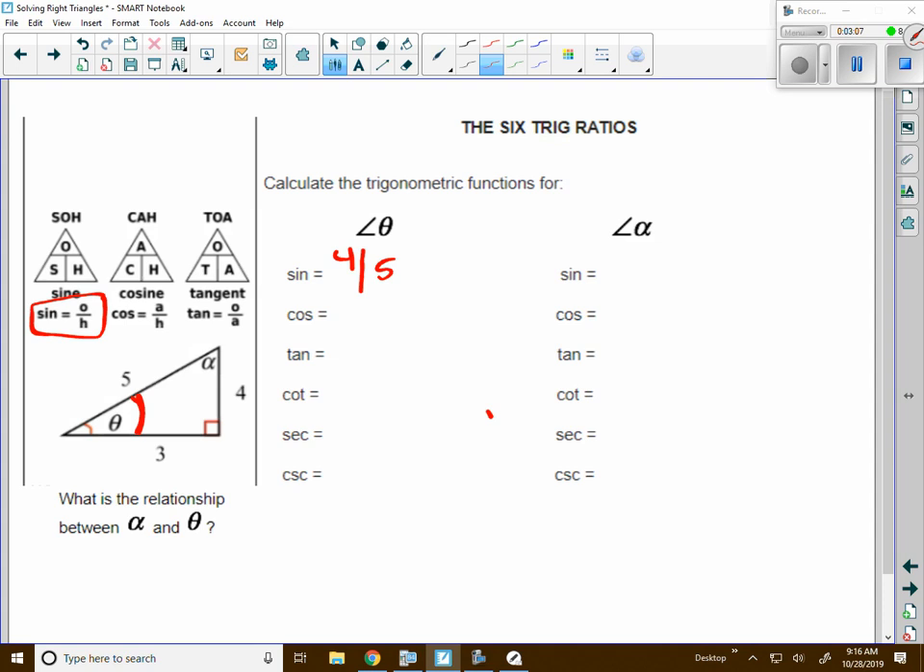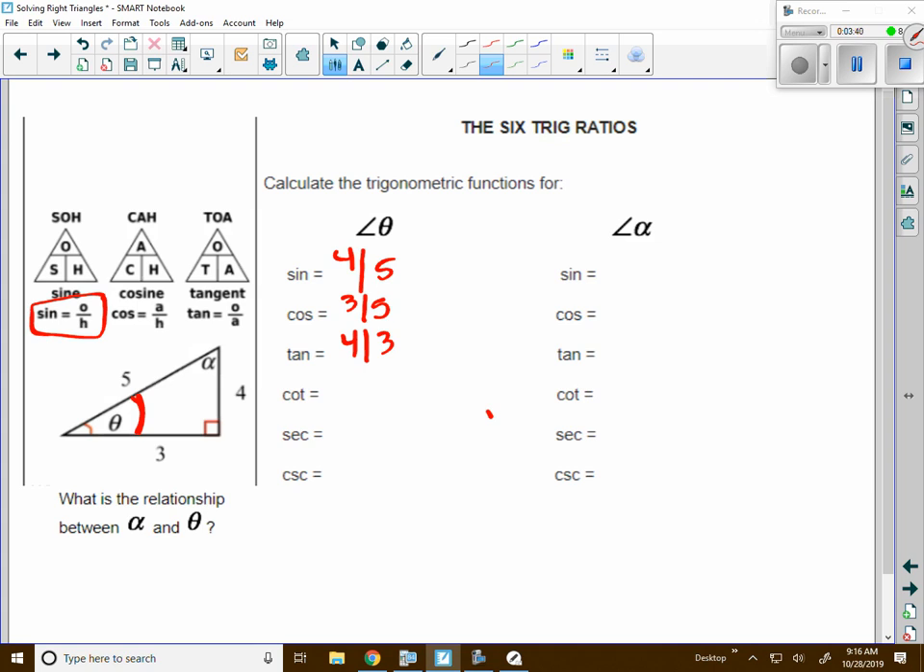Cosine is adjacent over hypotenuse. Which side is adjacent to theta? 3. Again, our hypotenuse is 5. Tangent will be opposite over adjacent. So opposite we already said is 4. Adjacent we said was 3. Keep in mind, all of this is in reference to angle theta.